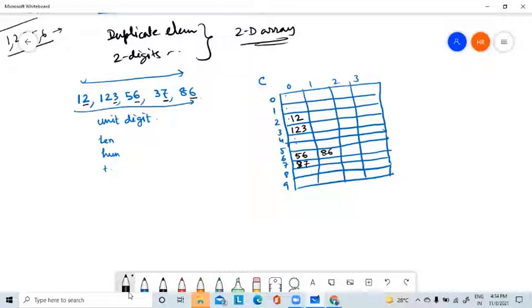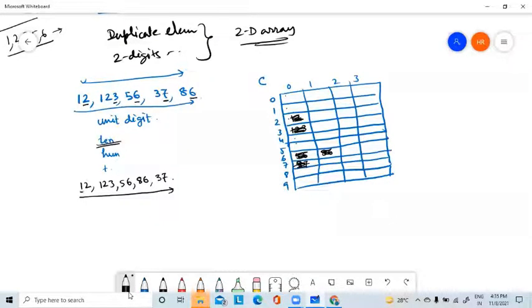Now I will collect all these elements. First 12 one by one, 23, then 56, then the next 86, then 37. Now see, after collecting these elements they are sorted on the basis of the unit digit: 2, then 3, then 6, 6, 7. Now I have to go for the tens place. I have already withdrawn these elements, so they are no longer in these positions. So now I will go for the tens digit.